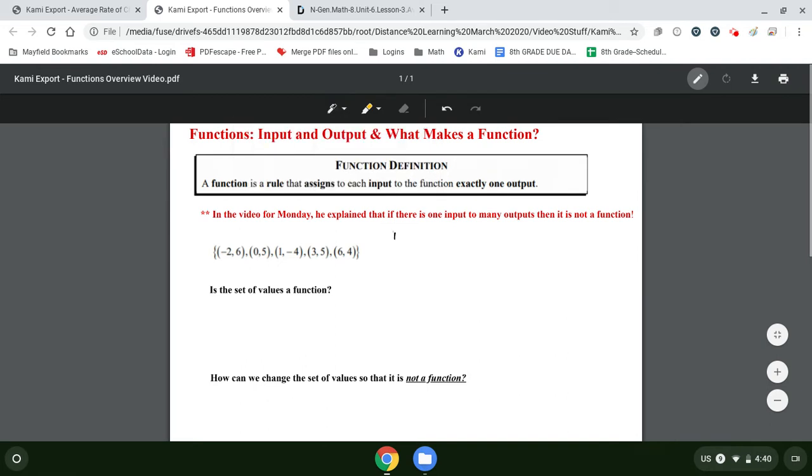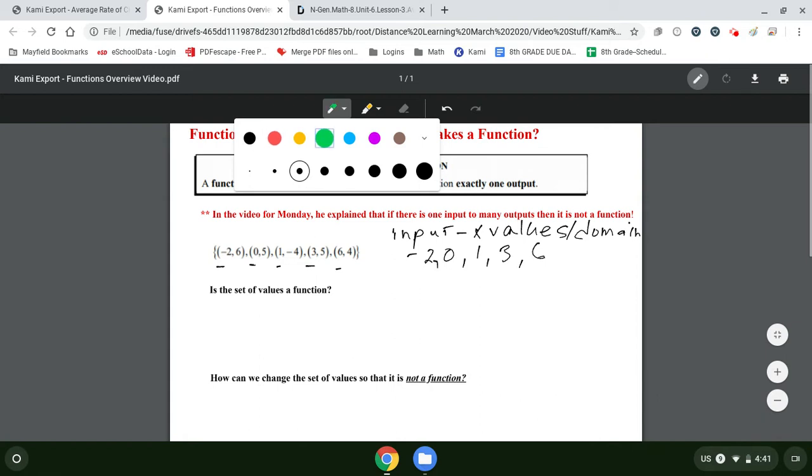So, we've got input, which are the x values. Okay, and we also call that our domain. So our x values or domain are all the x values in a set. So if I look at the set of points that I have here, my input, my domain are -2, 0, 1, 3, and 6.